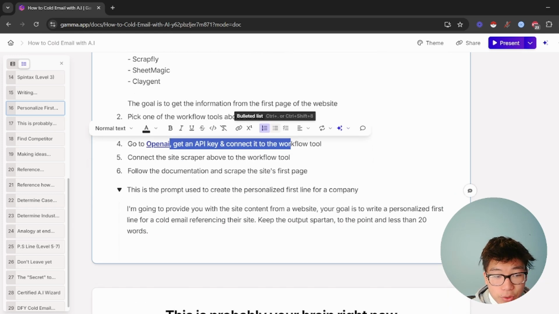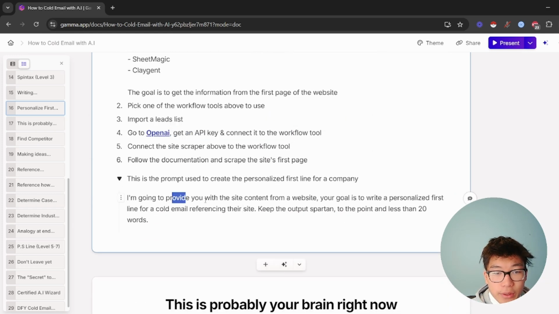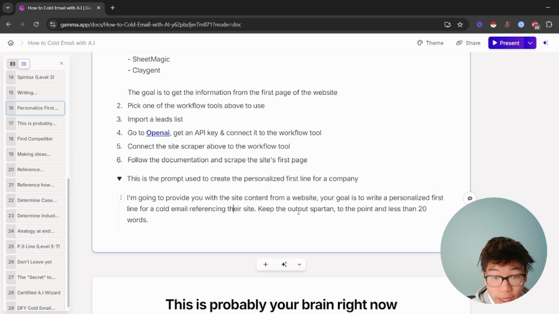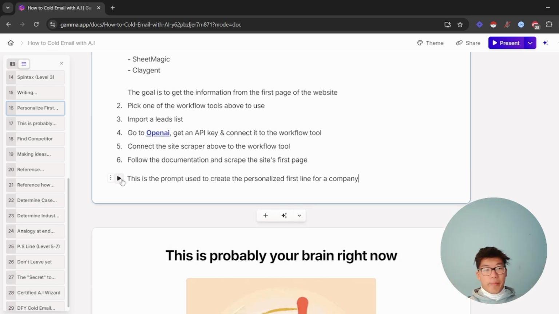This is the prompt used. "I'm going to provide you with the site content from a website. Your goal is to write a personalized first line for a cold email referencing their site. Keep the output smart and to the point, in less than 20 words." And this should give you what you need to personalize the site to them.